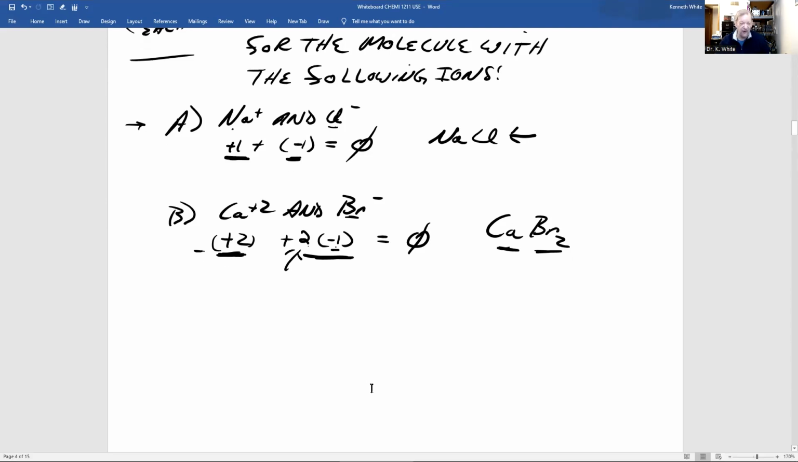Oh, let's have you try one. What would be the chemical formula of the molecule with lithium +1, fluoride -1? Your turn.